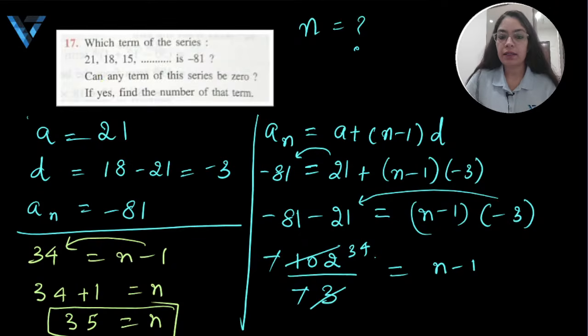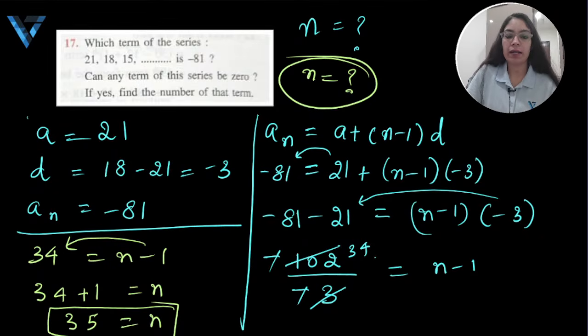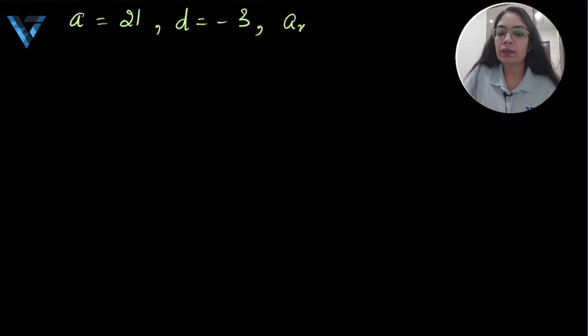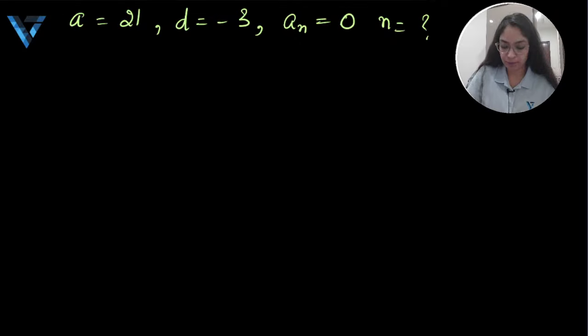Now what's mentioned here: can any term of this sequence be 0? So again we have to find a term. Which term of the sequence is 0, or can any term of the sequence be 0? It's the same. So again we have to find the value of n. But in this case a is equal to 21, d is equal to minus 3, and an is equal to 0, and n we have to find.